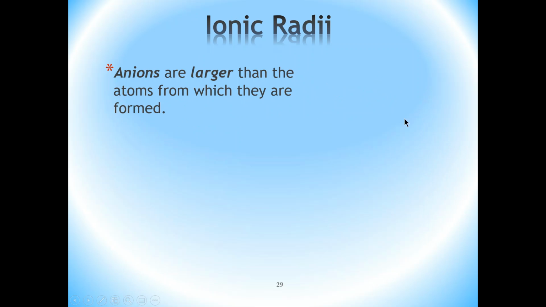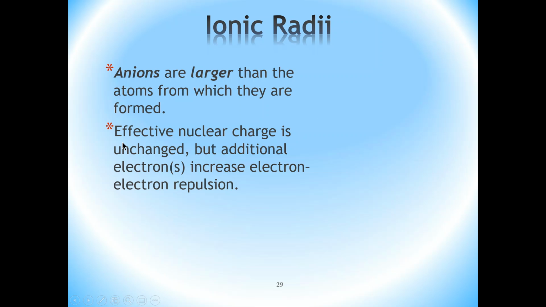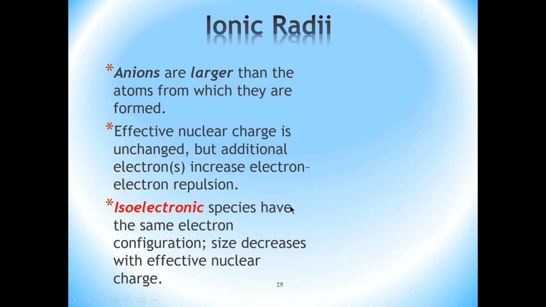Okay, then when we get to anions, the opposite is true. Anions are generally larger compared to the atoms from which they're formed, all right? And the reason why is basically when you add an electron to the atom, then you're increasing repulsion between electrons, and therefore the atomic size, or I should say the ionic size, will increase. Now at this juncture, I want to introduce to you a new term. It's called isoelectronic species. Isoelectronic basically means the same electronic arrangement or the same electronic configuration, all right?